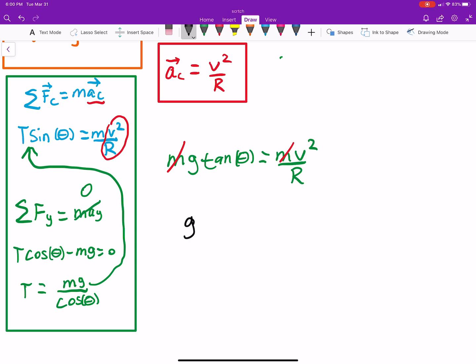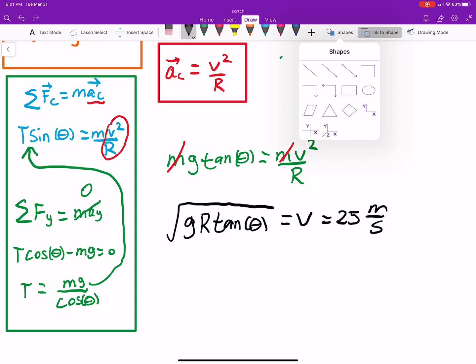Solving, gravity times our radius times tangent of theta is equal to the velocity squared. Let's plug these numbers in. That's 9.81 times the radius, which was 215, times tangent of the angle, which is 16.5. This was all given in the question. And you get about 25 meters per second.